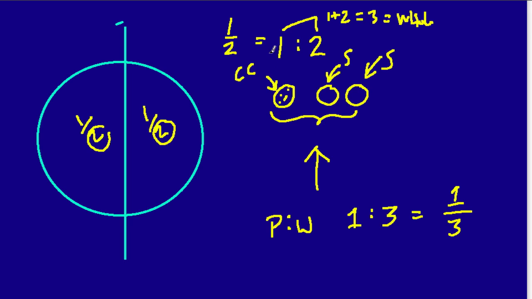As a part-to-part, you would say we have 1 chocolate chip cookie for every 2 sugar cookies. That's a hard word for me to say. I'll say sugar cookies. Alright, anyway, I hope this helped.